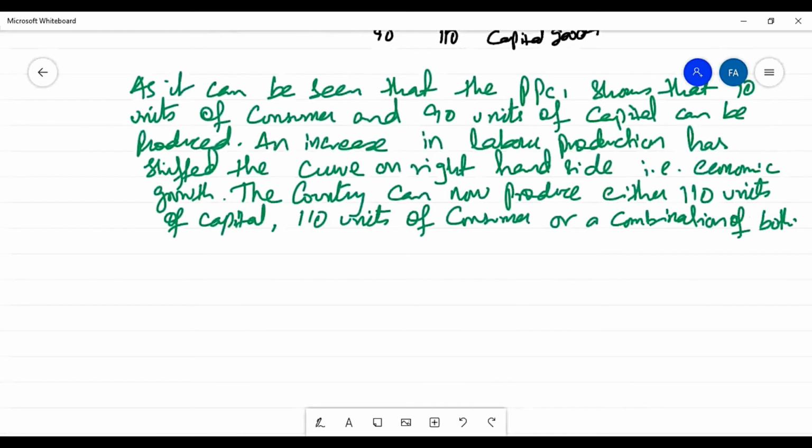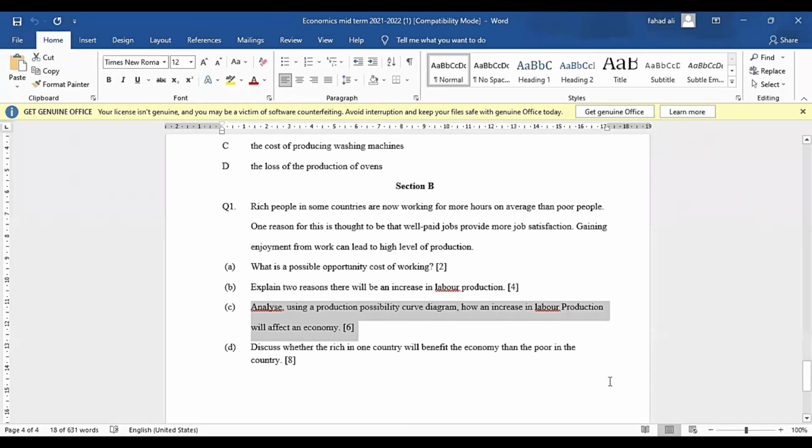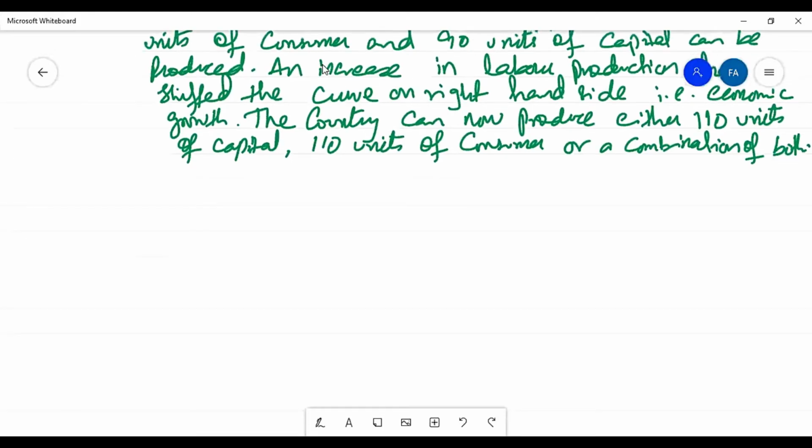Now the next question, which is the last one. Discuss whether the rich in one country will benefit the economy more than the poor in the country. The poor in the same country, obviously. Okay. So I'll shift the screen and we'll write the answer of this. Question 2D.